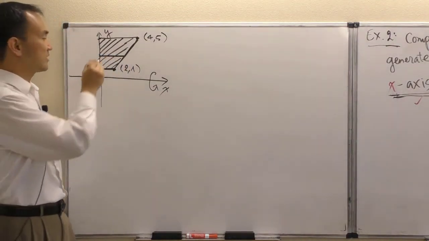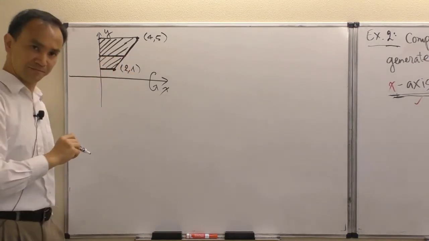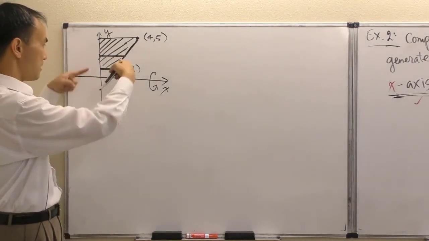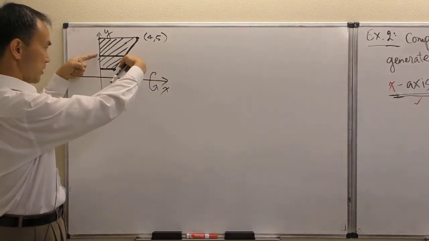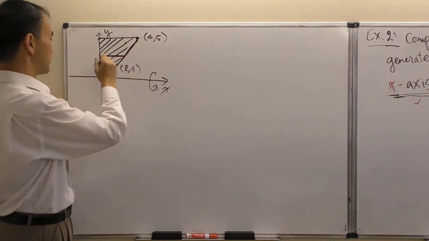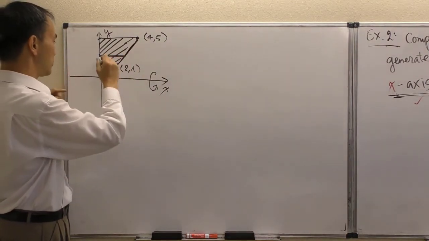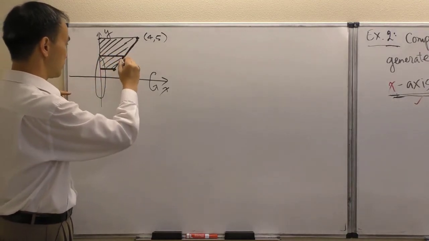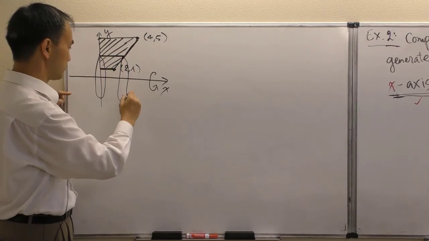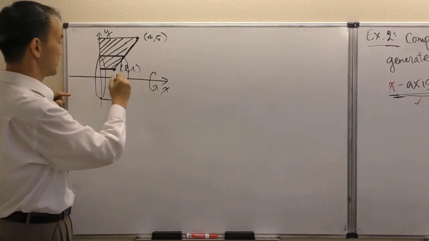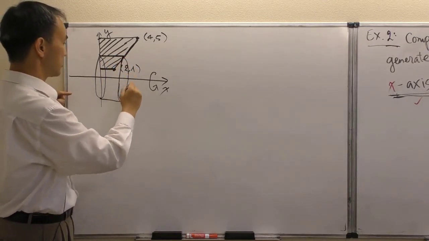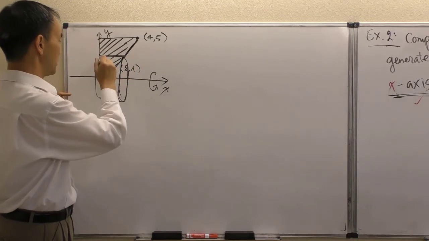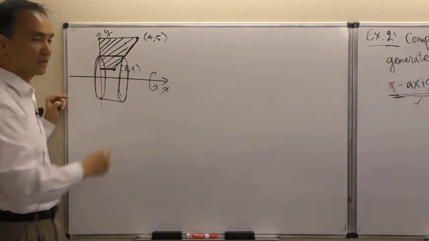Okay, my stripe has to be parallel with the rotation axis. Now imagine what's going to happen to this stripe once we're rotating it. Just like you saw with the rotation animation with decimals, we're going to have a cylindrical shell that looks like this. Our cylindrical shell looks like that.